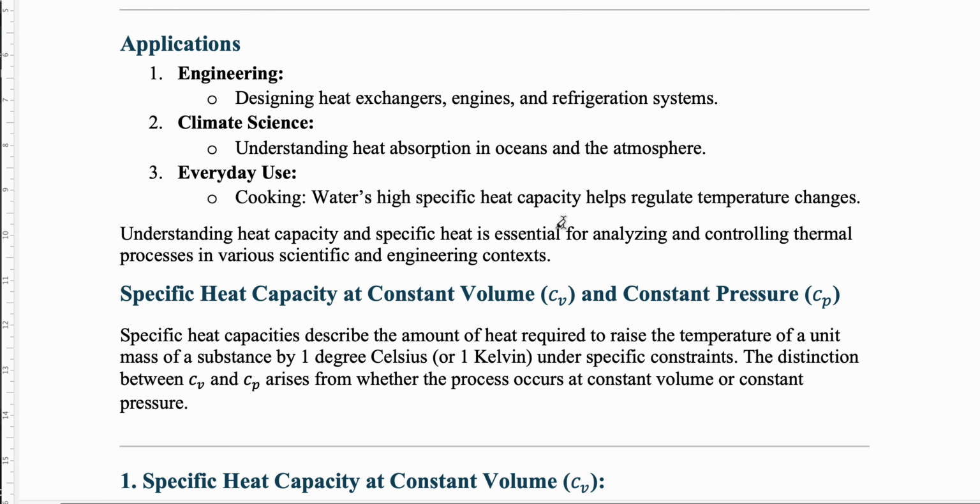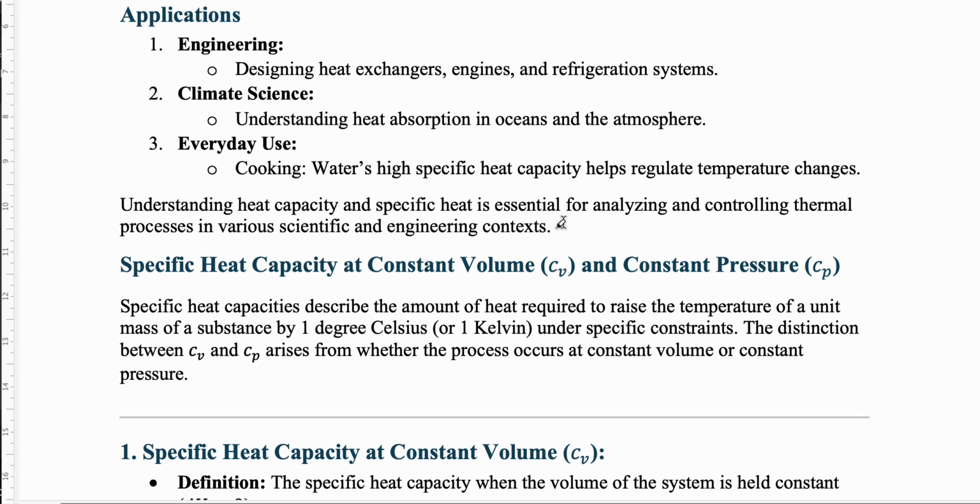These can be used to design heat sinks and so on, where you need the temperature not to increase all of a sudden, or to cool down slowly. These kinds of systems can be designed if we know the specific heat of that particular system. Be it in engineering, climate science, or everyday use. For cooking we usually don't use an insulator. We use iron utensils or steel utensils, right? It gets heated up very fast, so it's easier to cook there.